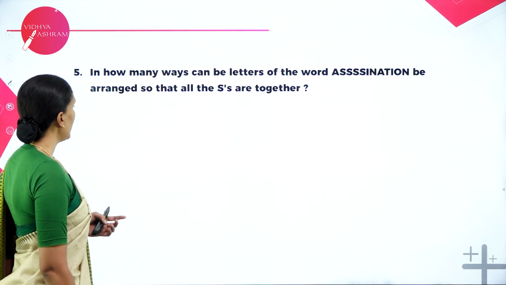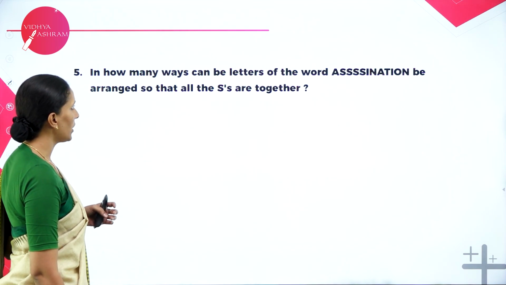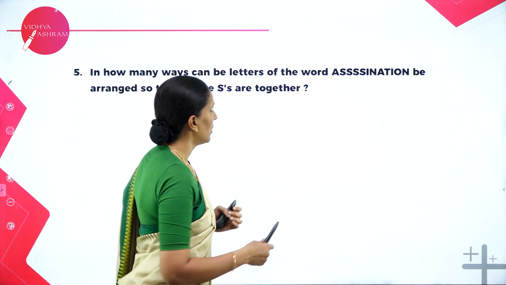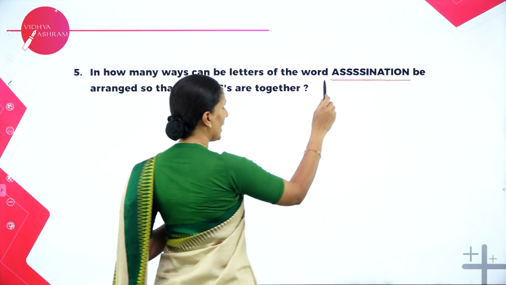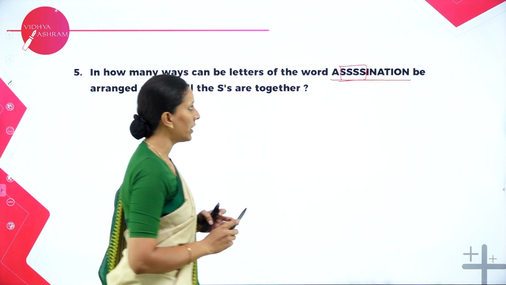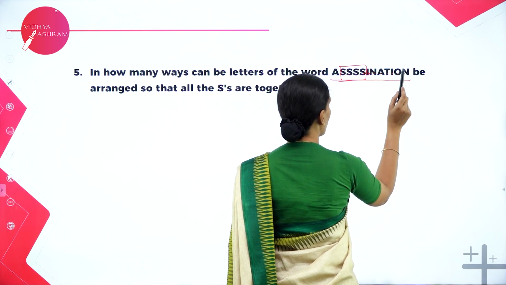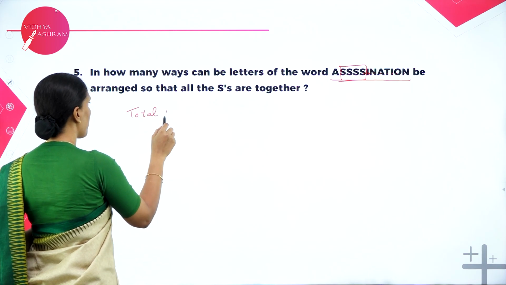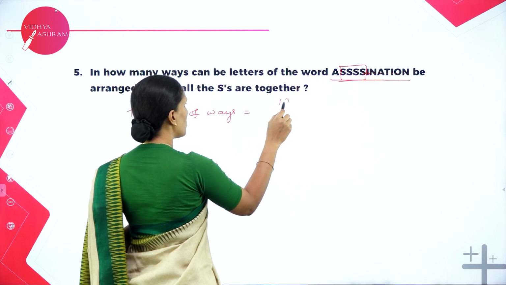The next question. In how many ways can the letters of the word assassination be arranged so that all the S are together? So this is a problem on permutation, because it's an arrangement of a word here. So we need to tie all S as one unit here. So let us count the number of letters in the word assassination. We have 1, 2, 3, 4, 5, 6, 7, 8, 9, 10, 11, 12. So that means the total number of permutations is equal to 12 factorial.